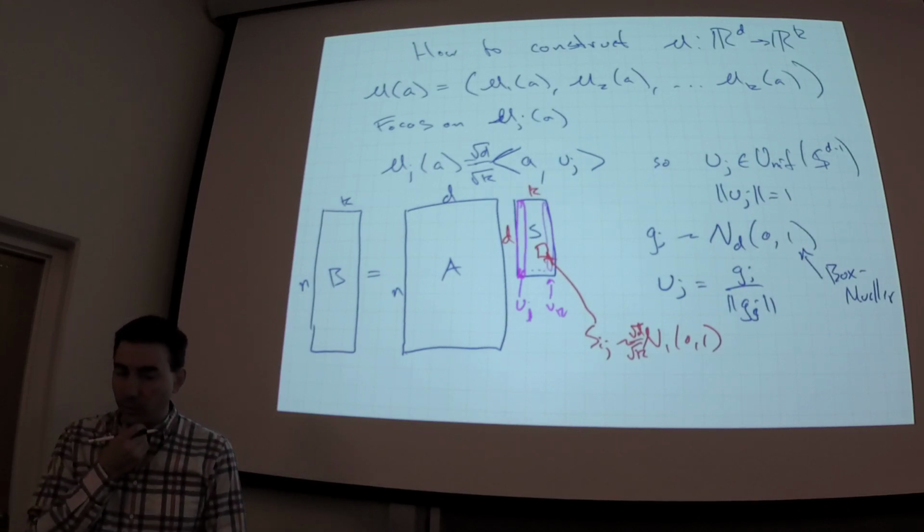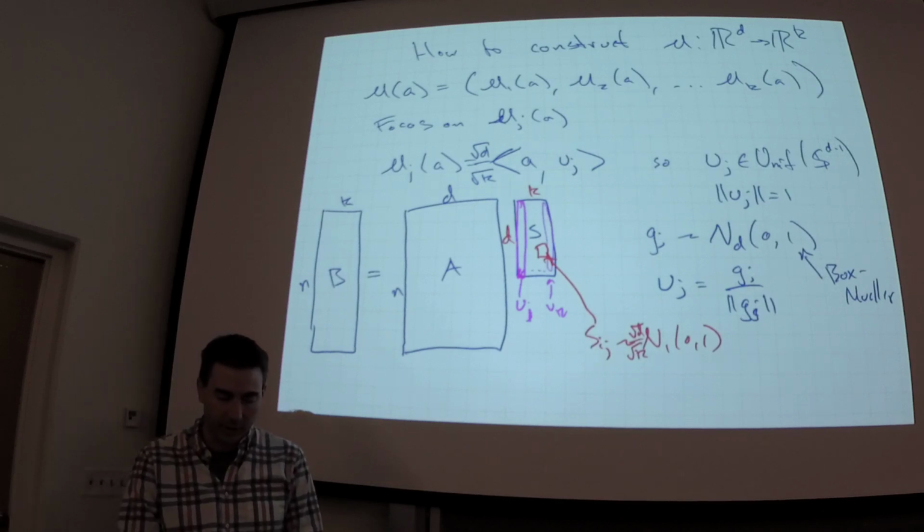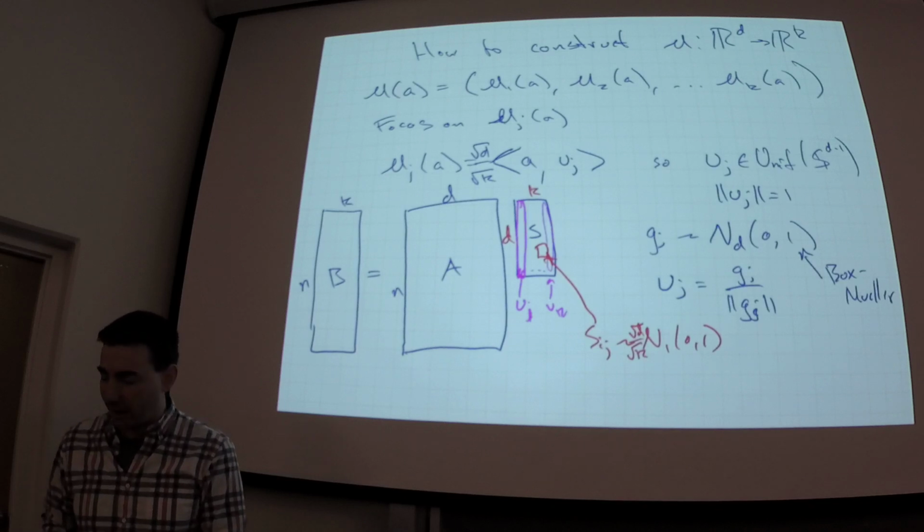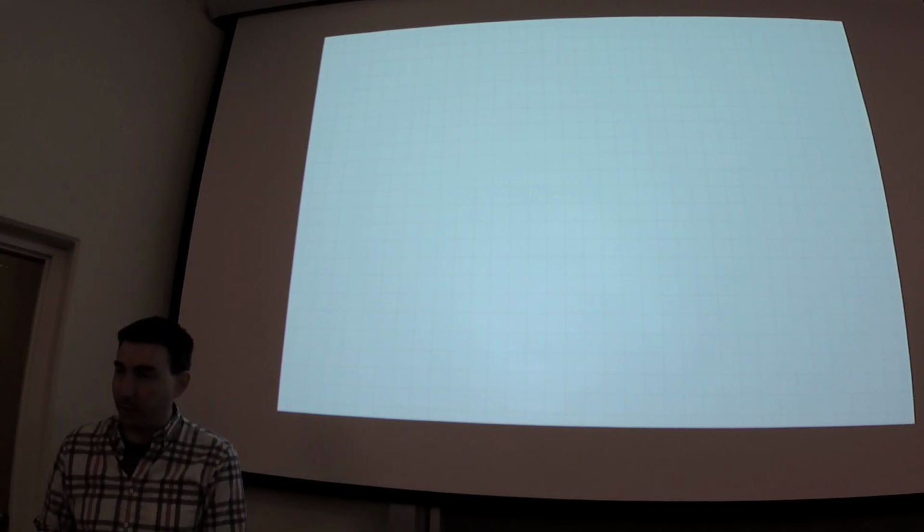So let's try and explain why this is working. And I want to show you that it gives the right expected value. Okay? And I'm going to argue about the norm of a single point instead.